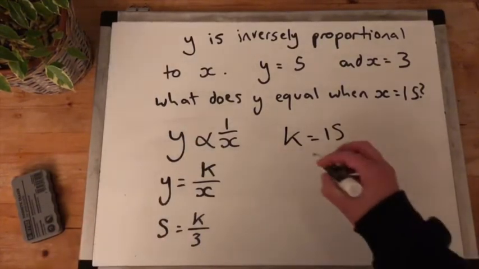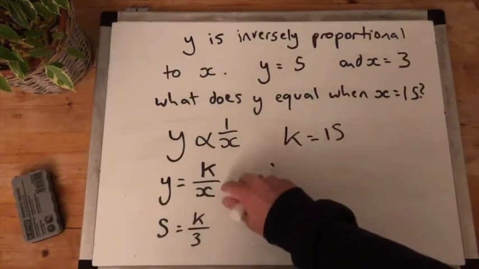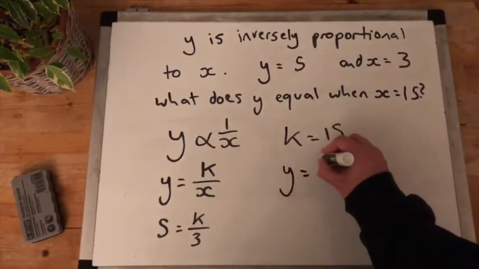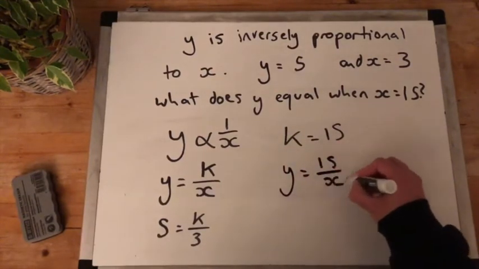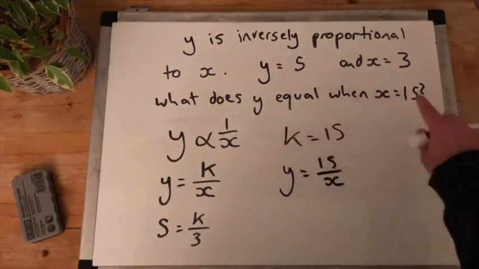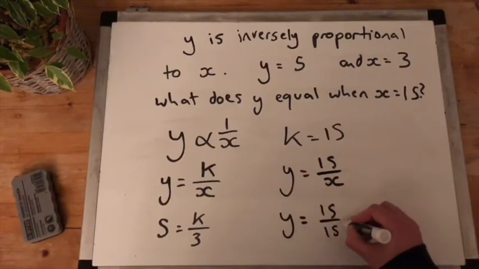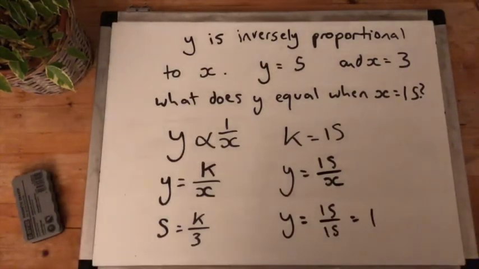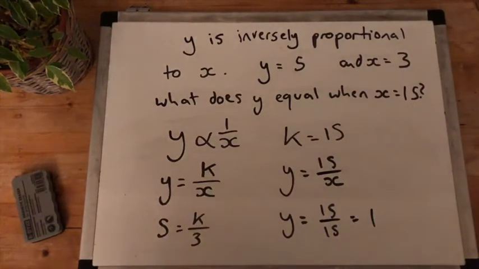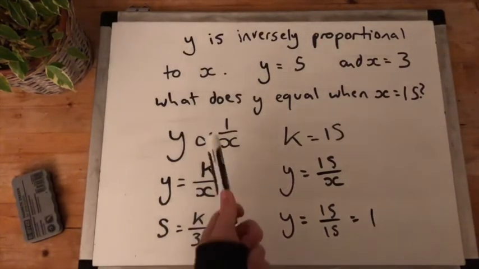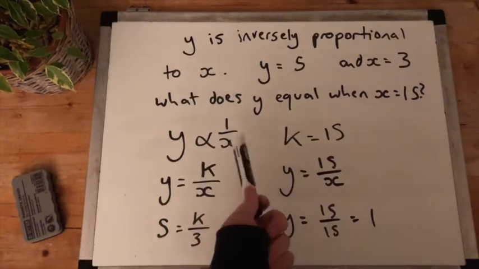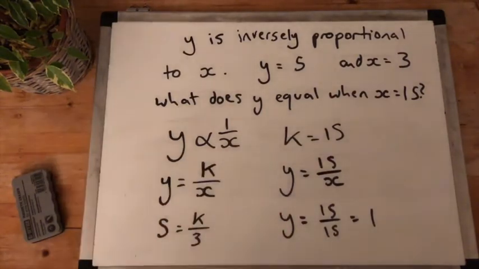K is 15. We know that k is 15, so let's rewrite our equation. Y equals 15 over x. What does y equal when x is 15? Y equals 15 over 15, which is 1. Again, I said, if you can do direct proportion, this is going to be easy. The only difference, there is just one change, and it's this, the k on top. You're definitely capable of remembering that.